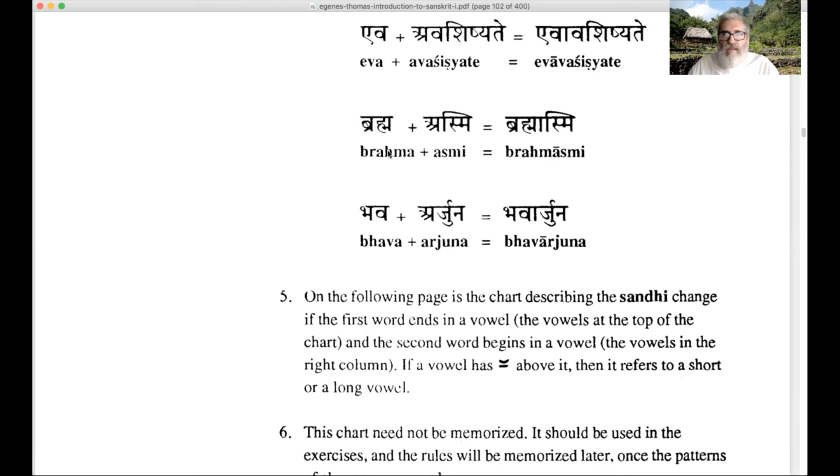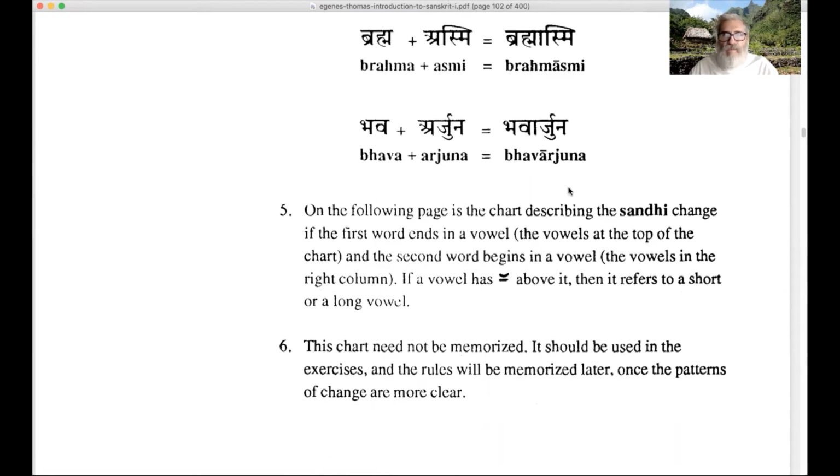So here's another example. In this example, Brahmasmi. Brahma Asmi. So the Brahma ends in a short A. Asmi begins with a short A. So we put the two together and we get Brahmasmi. Brahma plus Asmi becomes Brahmasmi. Two short A's, one at the end of Brahma, one at the beginning of Asmi, come together and make long A. Again, it's the same rule as the previous example. Next one. He's going to give you another simple one. Okay.